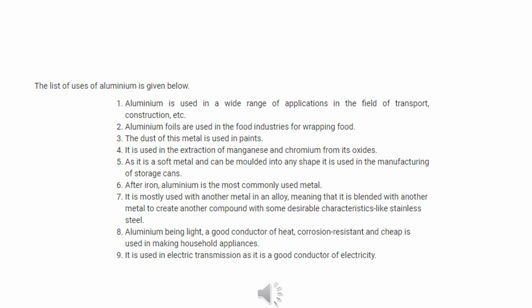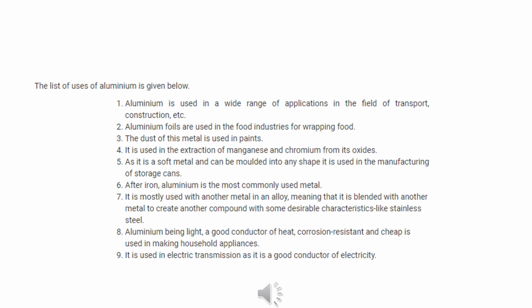Number eight, aluminium, being light, is a good conductor of heat, is corrosion resistant and is cheap, so it is used in making household appliances. Many household appliances contain aluminium or the ore of aluminium. For example, cooking pots are made of aluminium because they are better conductors, since each atom has three electrons, which means it has a lot of electrons to allow heat and electricity to pass through. So they are better conductors.